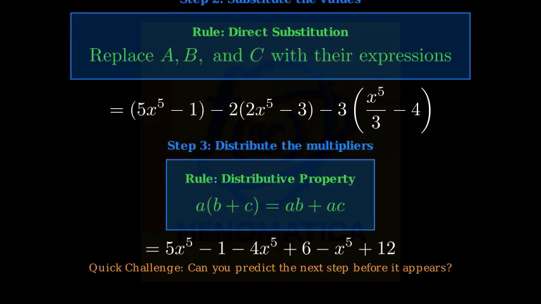For the term with c, we multiply 3 by each term inside the parentheses. 3 times x to the power of 5 over 3 equals x to the power of 5. 3 times negative 4 equals negative 12.